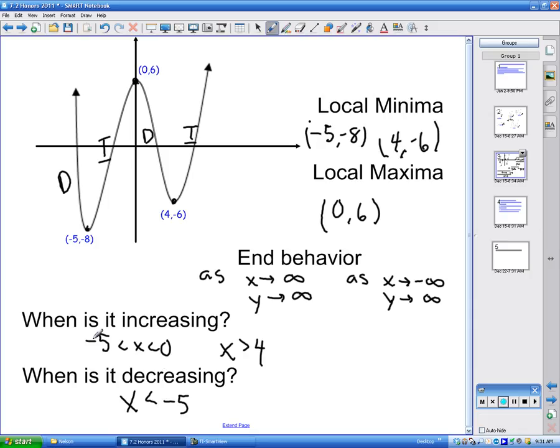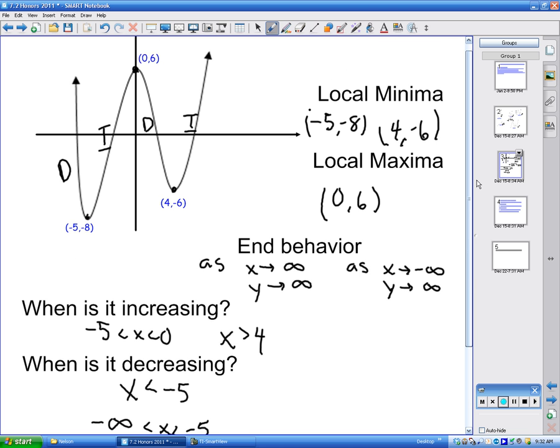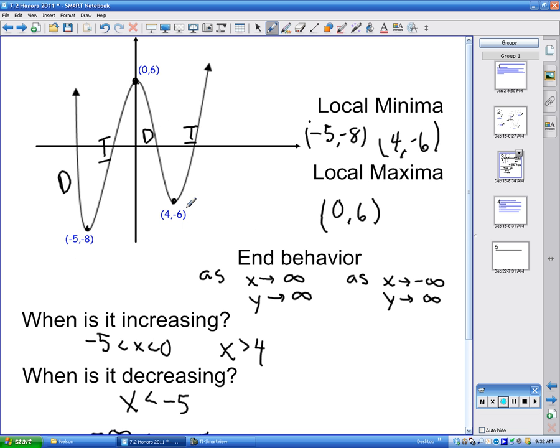And you could definitely write from -infinity. I'll extend the page here. If you wanted to write from -infinity is less than x is less than -5, that's totally fine too. These two are the same thing. Okay, and then it's also decreasing from 0 to 4. So we put 0 is less than x is less than 4. Alright, so that's how to describe the minimum, maximum, and behavior, and increasing and decreasing.